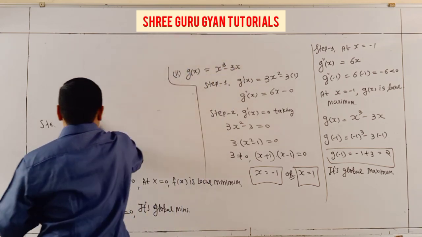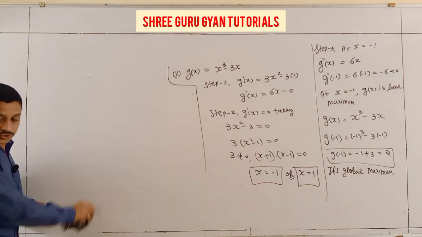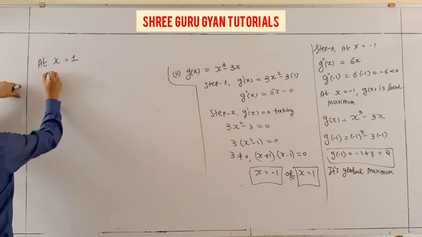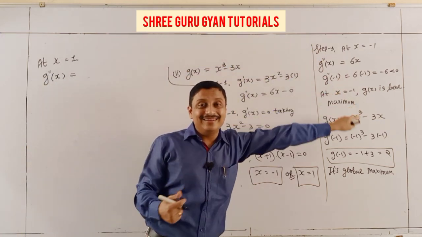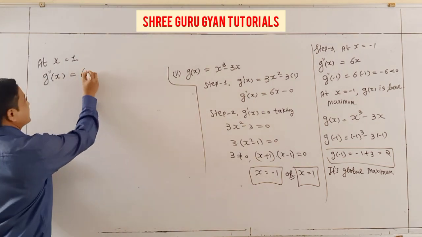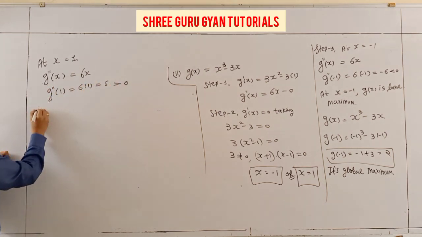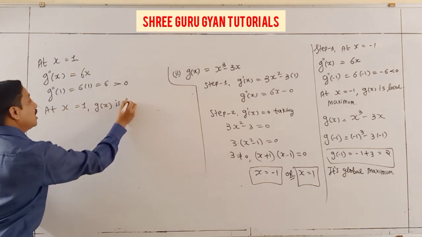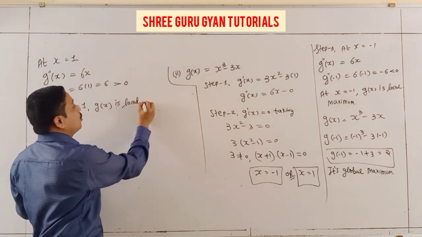Similarly, at x is equal to 1, again g double dash x. So this step I repeat again, but that was minus 1, now I take plus 1. So what is g double dash x? 6x. 6 into 1 is more than 0. So surely at x is equal to 1, g(x) is local, greater than 0 means local minimum.